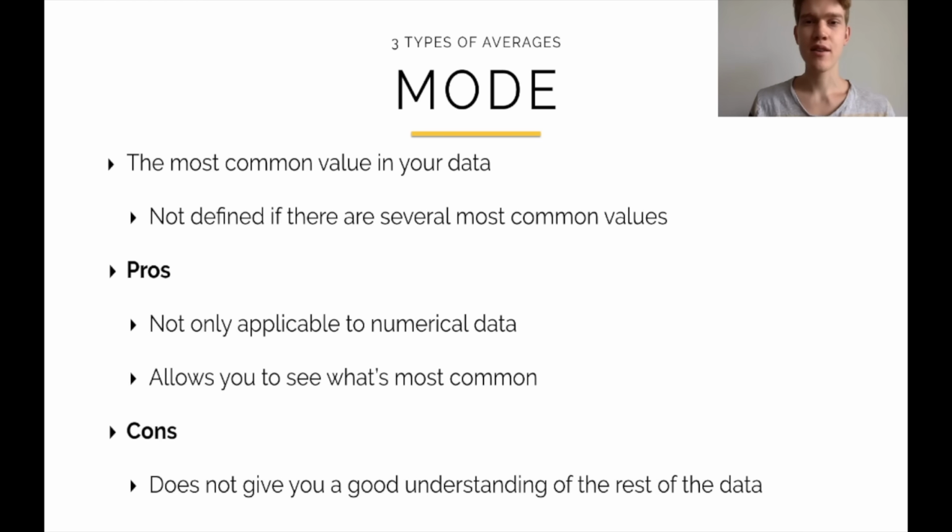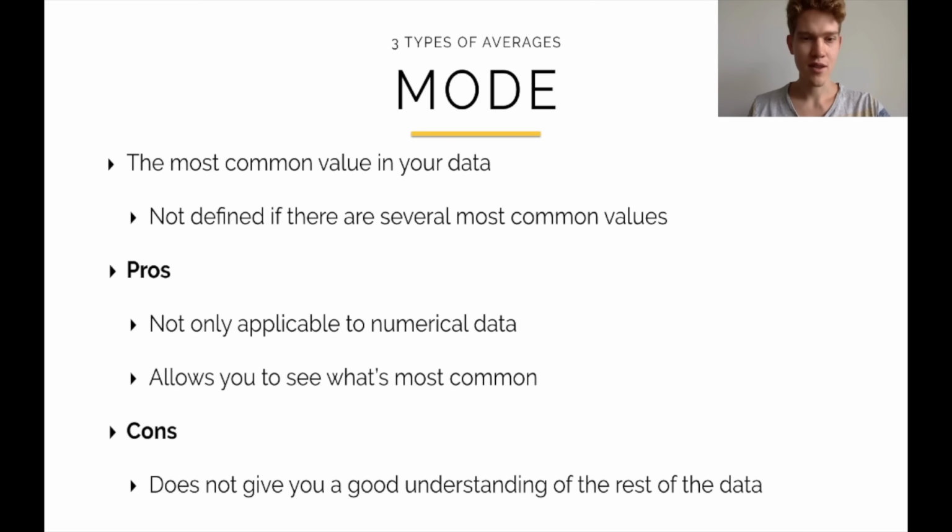All right, let's look at the third type of average that we can do, which is the mode. Now the mode looks at the most common value in your data, and it's not really defined if there are several most common values, but if there's only one most occurring value, then that's what your mode would be. And so we'll see an example of this in a second too.